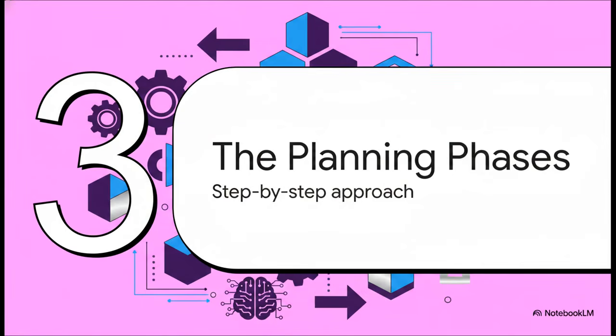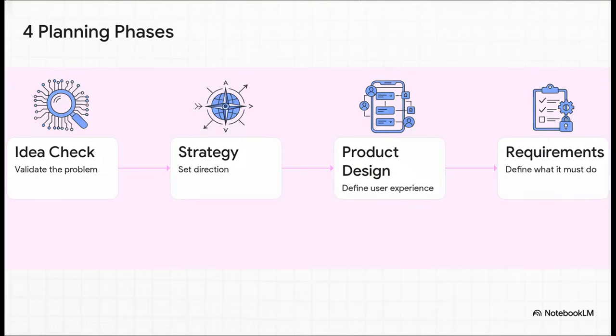All right, part three, the planning phases. Let's see how we actually do this. This is what separates the pros from the amateurs. Before writing a single line of code, you have to move through these 4 planning phases. Let's break these down in simple language.